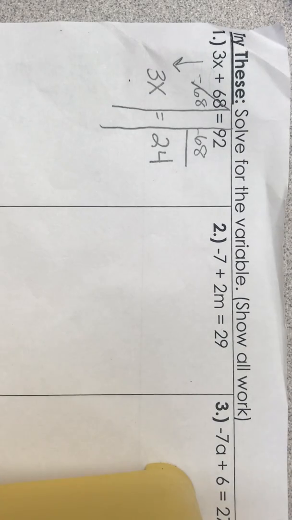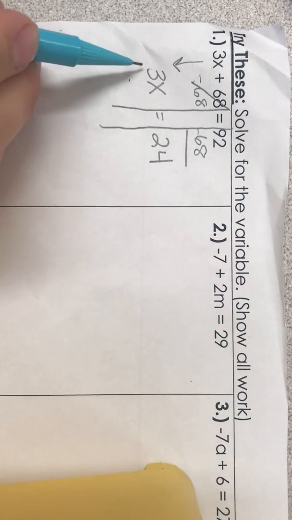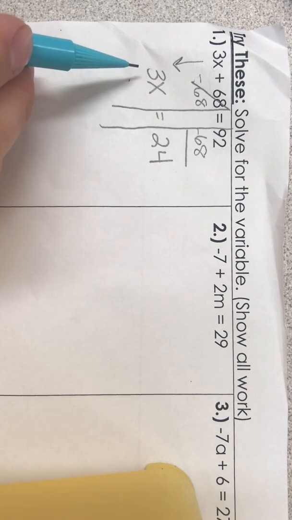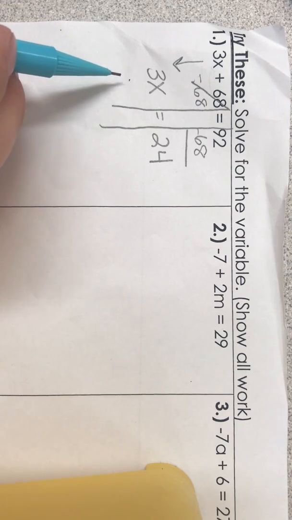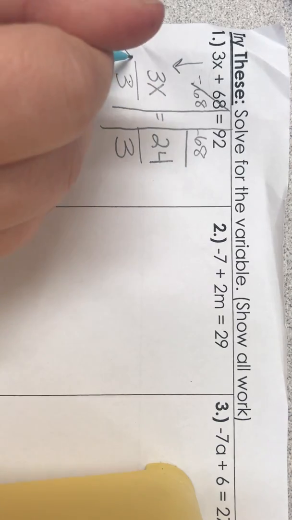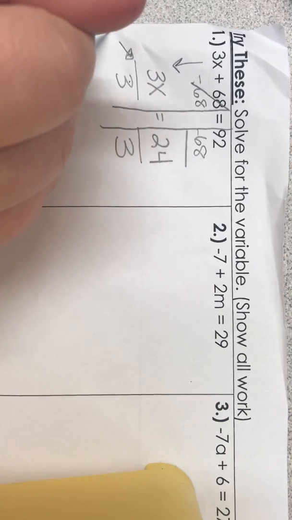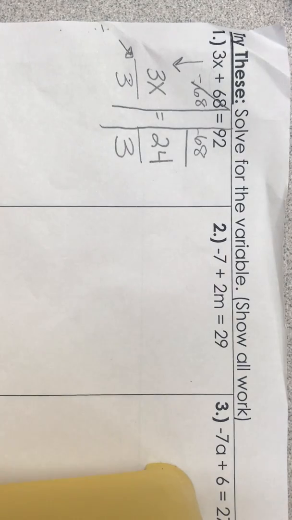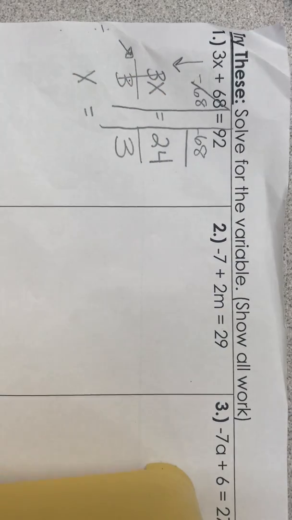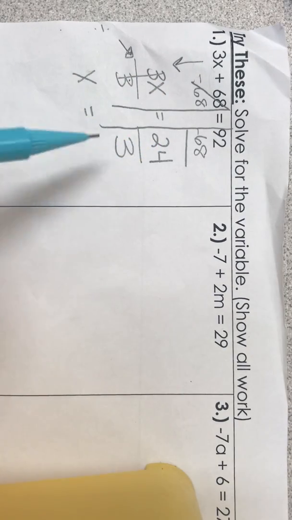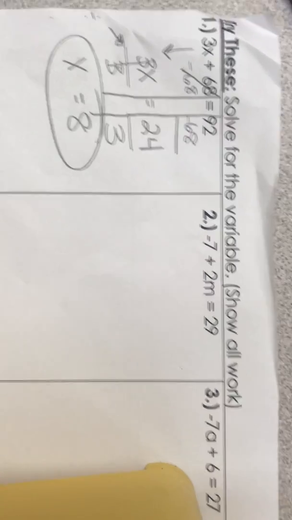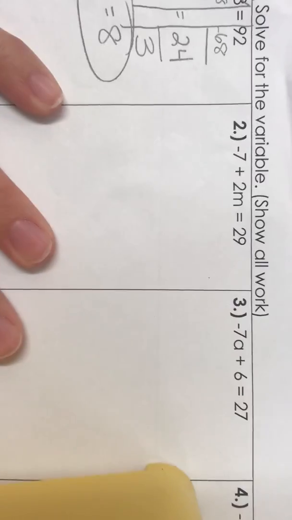Step 1 is done. Next step, I have 3 times x equals 24. I need to undo multiply times 3. The opposite of multiplying would be to divide by 3. Remember that this line right here, that fraction line, means to divide. 3 divided by 3 is just 1, so I have 1x equals, I'll type in my calculator, 24 divided by 3 to get an answer of 8. X equals 8. Number 2.